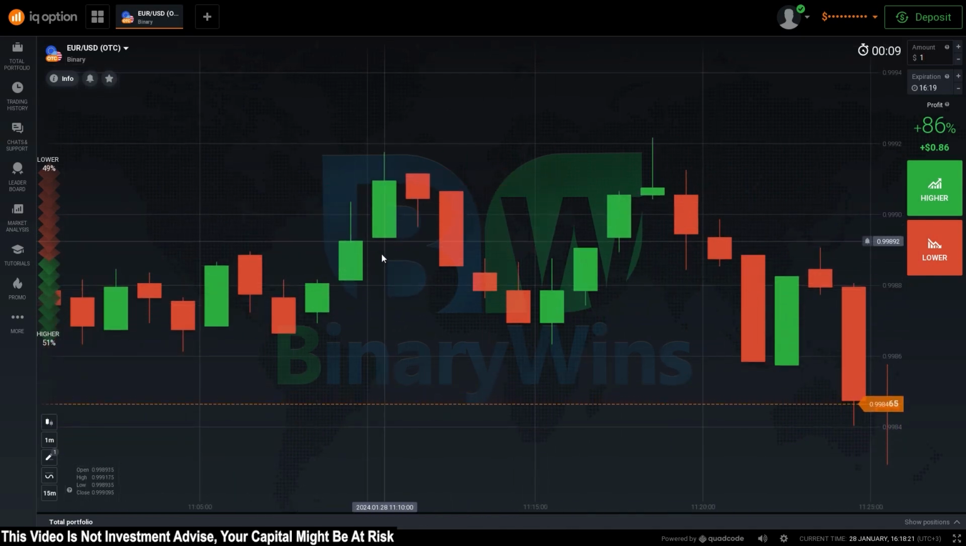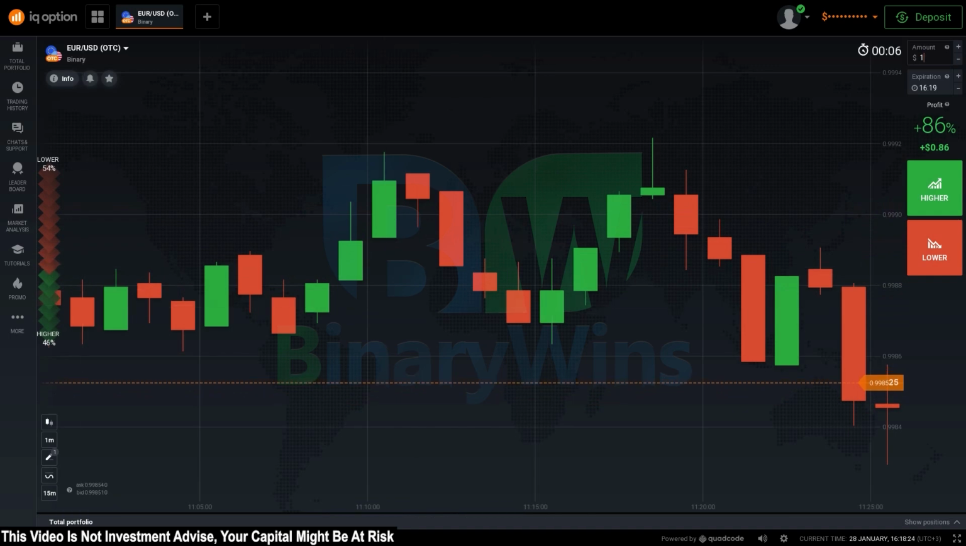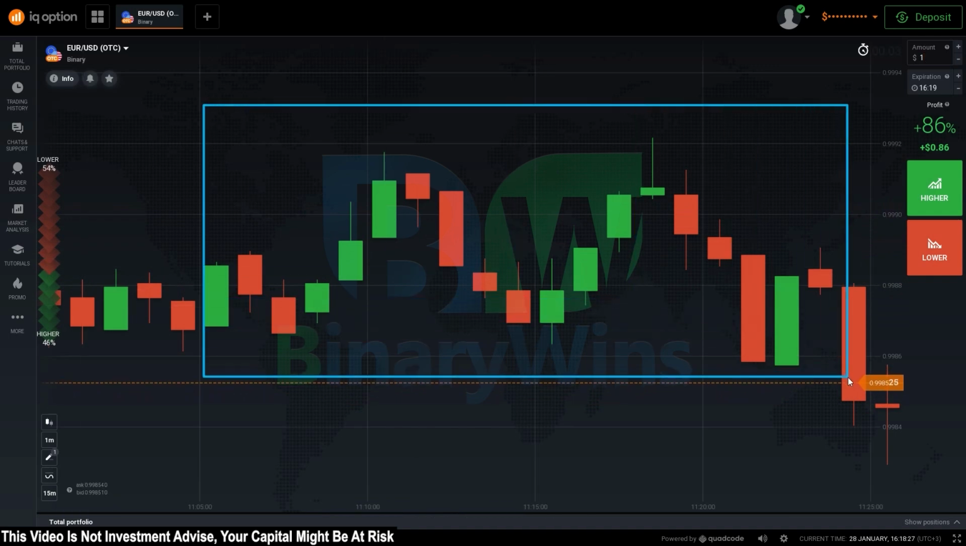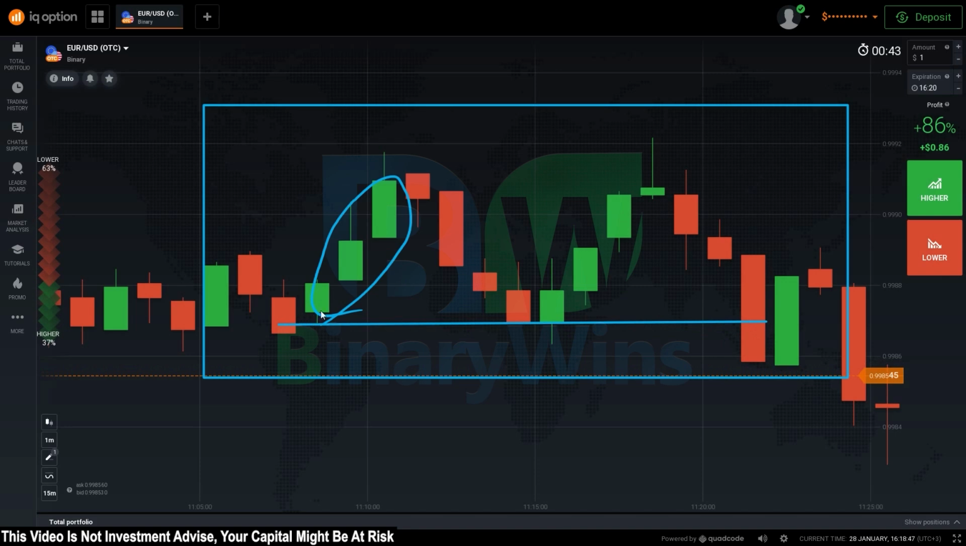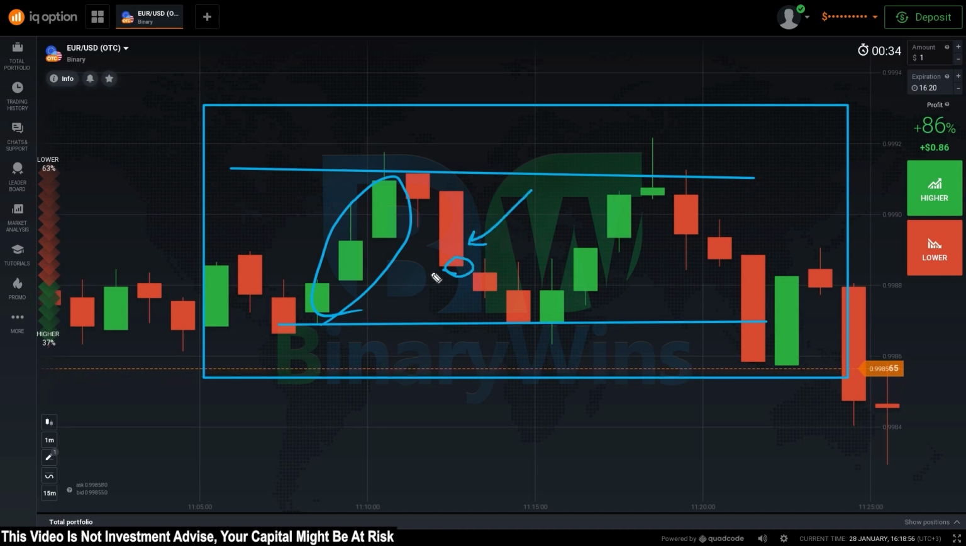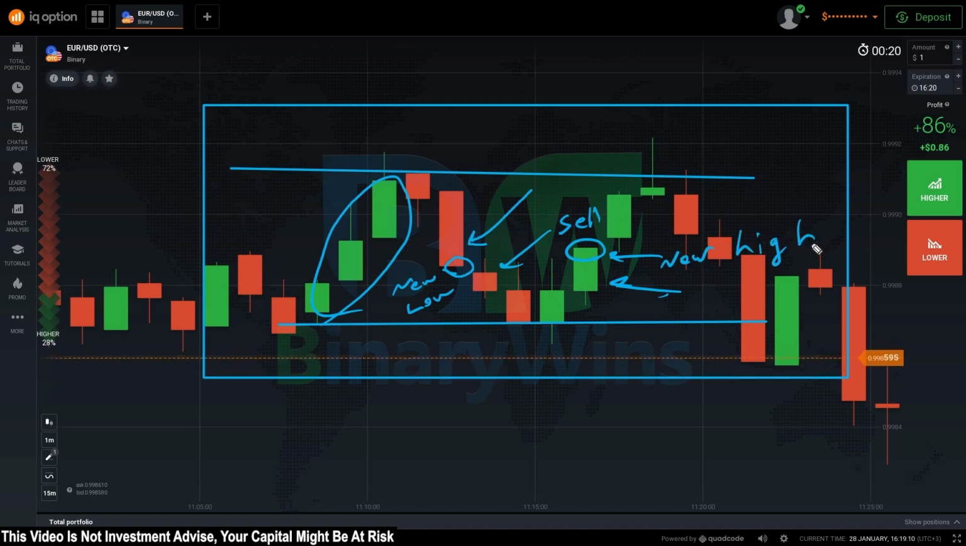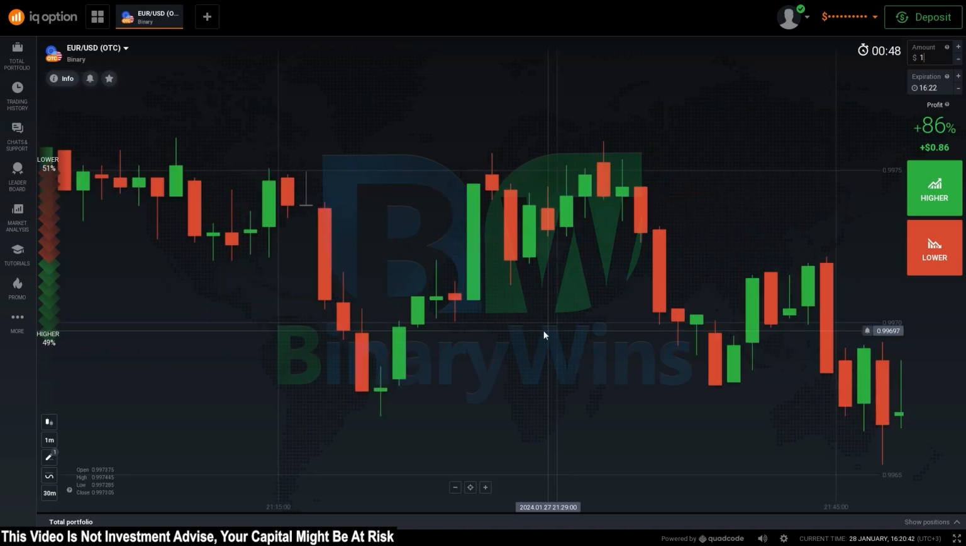Sometimes these momentum trends can be very small. Look at this area, the momentum trend, the trend start level, the trend end. A new low and a sell trade. Again, on this side, a new high and buy or higher trade. Okay?